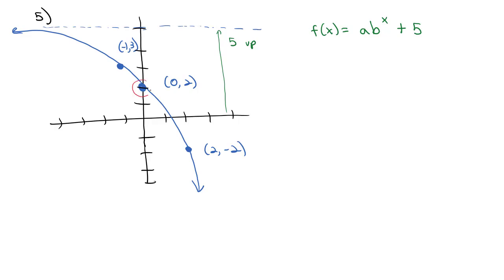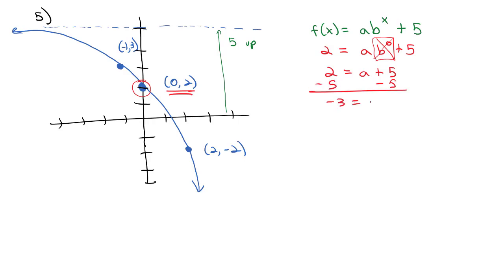Next, I like to use the point at 0 to figure out what a is. So 0, 2 means the answer is 2 equals a times b to the 0 plus 5. But b to the 0 just becomes 1, so we really have 2 equals a plus 5. Subtract 5 from both sides, and -3 equals a. Just like we expected, because it's going down away from the asymptote, the a is negative. So we have -3 times b to the x plus 5.